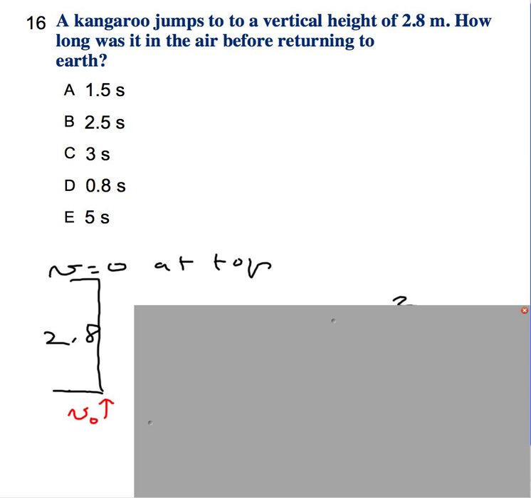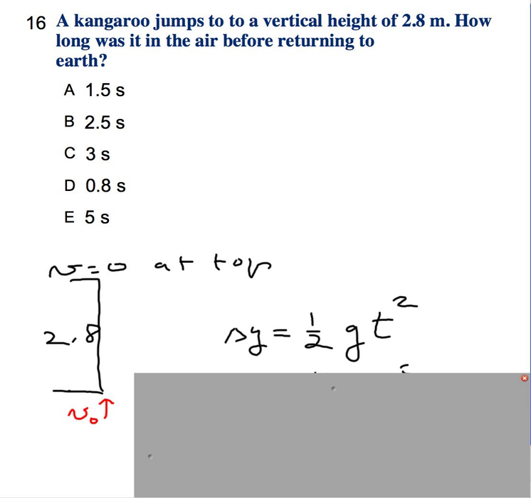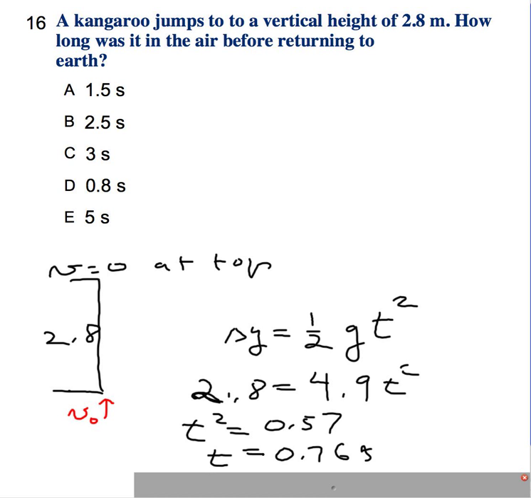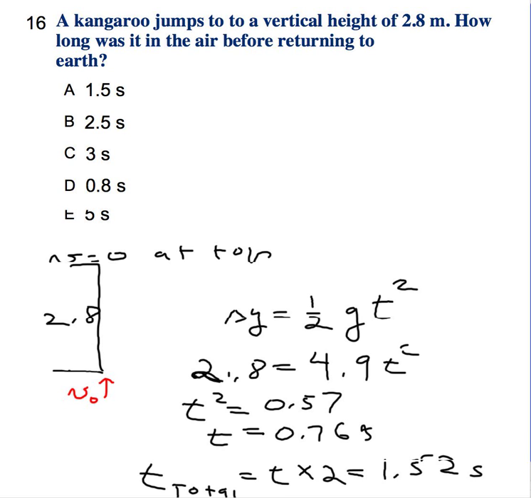So the first thing to do is to write down which equation you're going to use, and of course you're going to use that equation. If you look at it from the top to the bottom, okay, you could use that equation. Delta y is 2.8, and you can solve for the time and then double it to see how long the kangaroo was in the air. That's one way to do it. So if you double this number here, you will get 1.52 seconds.